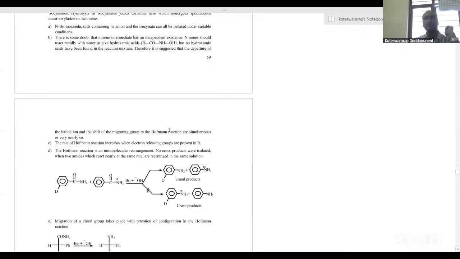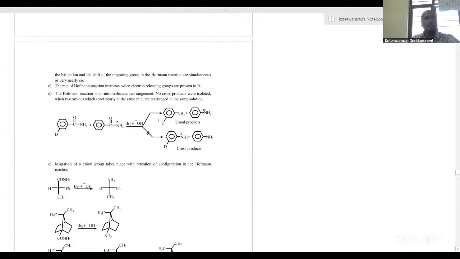There is some doubt that the nitrene intermediate has an independent existence. Nitrene should react rapidly with water to give hydroxamic acid or carbamic acid, but no hydroxamic acid has been found in the reaction mixture. Therefore, it is suggested that the departure of the halide ion and the shift of the migrating group in the Hoffmann rearrangement take place simultaneously.